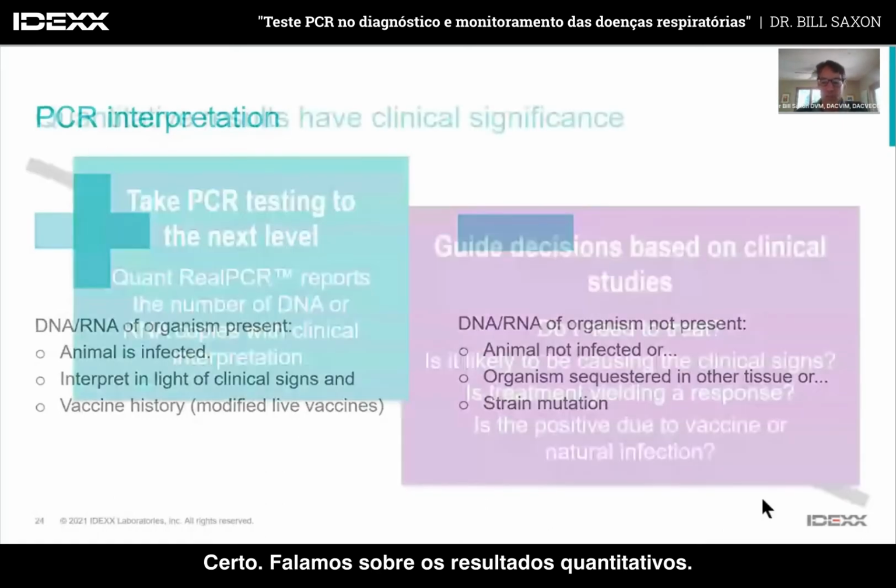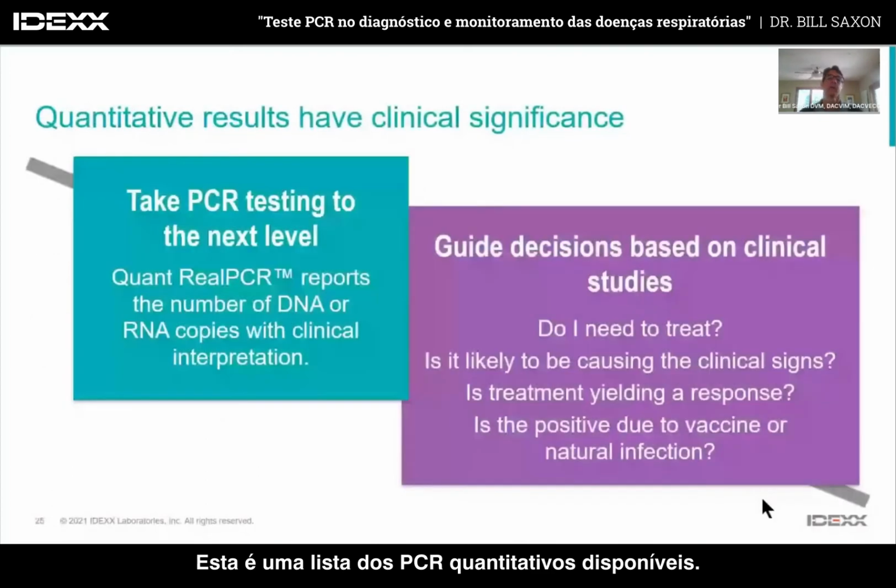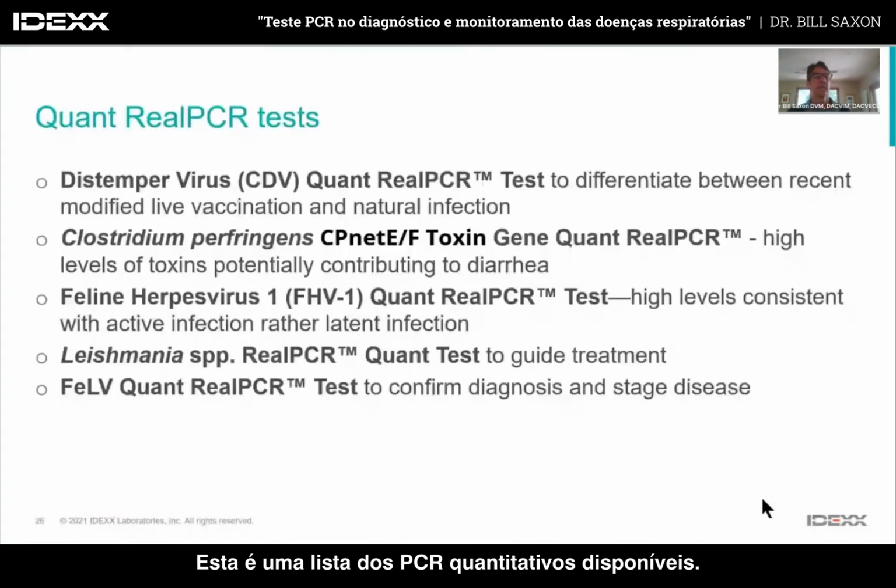Okay. We talked about the quantitative results, and here's kind of a list of what quantitative PCRs are available. We talked about the distemper, we talked about the herpes and the FeLV PCR, leishmania as well. Is it sort of subclinical or just sort of a chronic patient, or one that has a higher amount of leishmania that would warrant therapy?